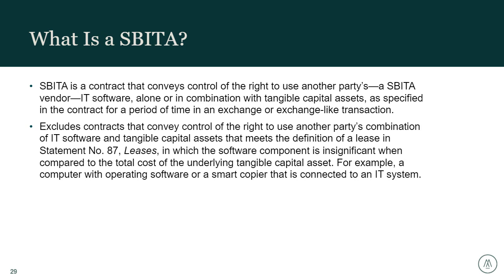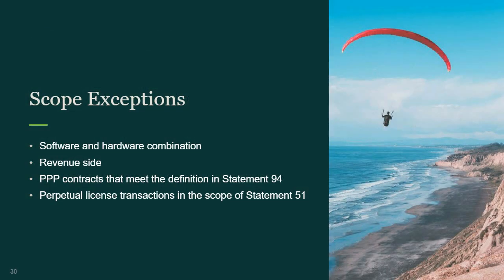I think Kevin's earlier slide that had the PPP, SPITA, and GASB 87 leases all in one slide, the definitions there, really shows the similarities of these three standards, 87, 94, and 96. So the second bullet on this slide really is a preview into the scope exception. I'll advance to this slide to talk a little bit about what it excludes.